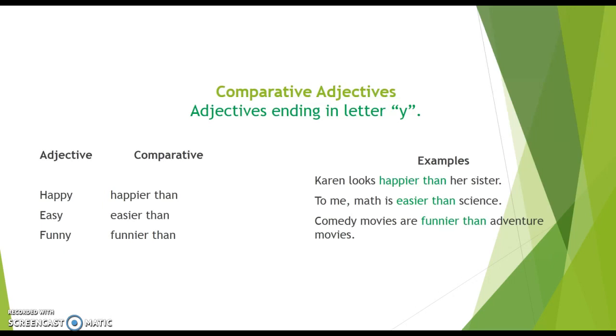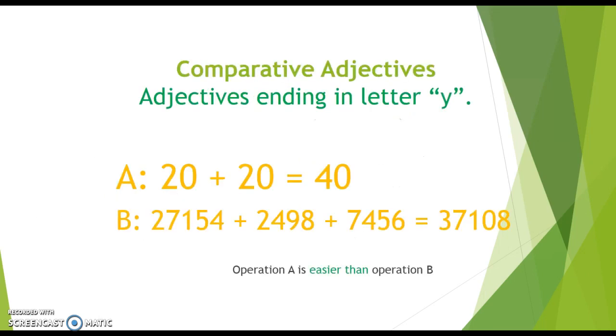But again, remember the rule. If they end in the letter Y, delete the letter Y, and you write I-E-R plus the word than. In this example, you have two mathematical operations. You can say, okay, operation A is easier than operation B.